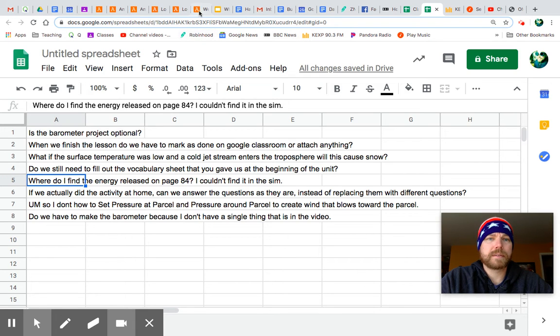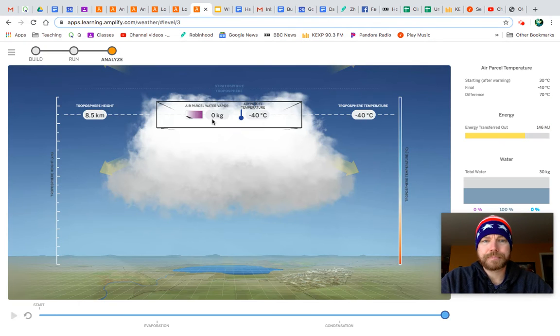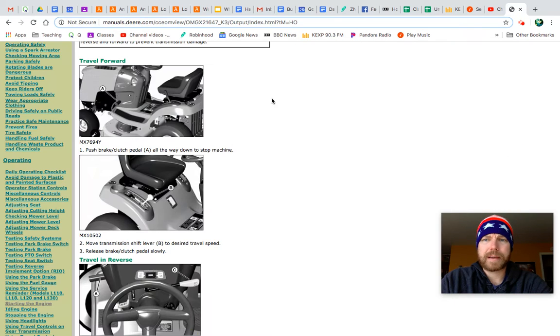Number five, where do I find the energy released on page 84? I couldn't find it in the sim. Well, let's jump to the sim right now. I've already run a scenario here. And where do I find the energy? Right here, energy transferred out. And you're looking for that number right there. So for us right here, it's 146 megajoules. So that's where you find that in the sim.